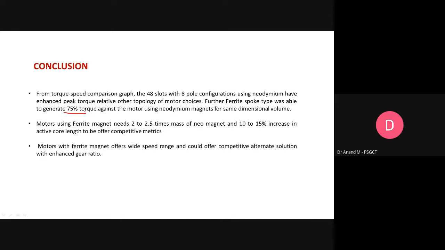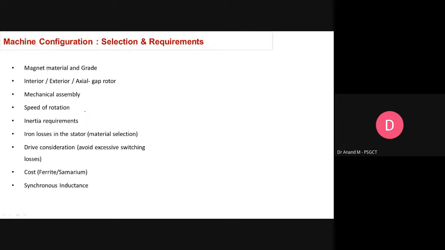Because you are going to come at a ferrite when compared to a neo, where the cost performance will be very competent when comparing to the neo families. So the selection depends upon what is the requirement.